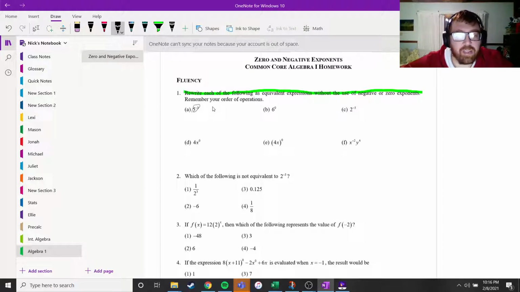So 5 to the negative 3rd could be rewritten as 1 over 5 to the 3rd. 6 to the 0 is just going to be 1. 2 to the negative fifth is going to be 1 over 2 to the fifth. 4 times x to the 0, that's going to be the same as 4 times 1, which is just going to be 4. Now, 4x to the 0 power means that you're taking everything in here to the 0 power, which is just going to be 1. Here you have x to the negative second, y to the fourth. Then x to the negative second is going to go down to the bottom, so you're going to have y to the fourth over x to the second.